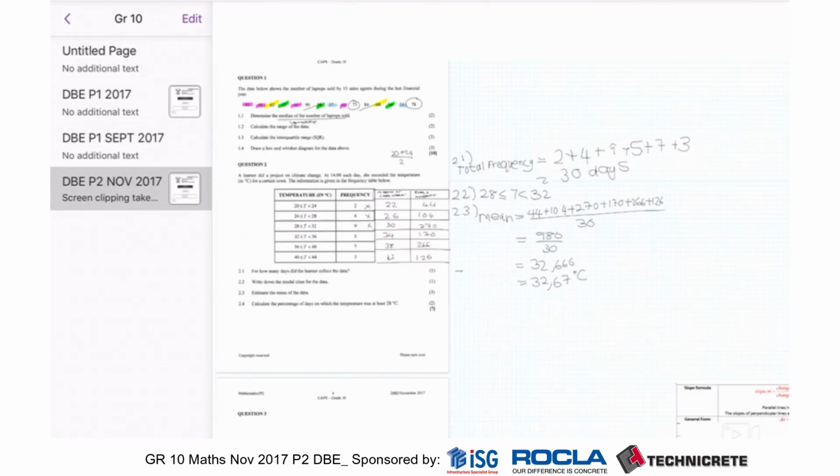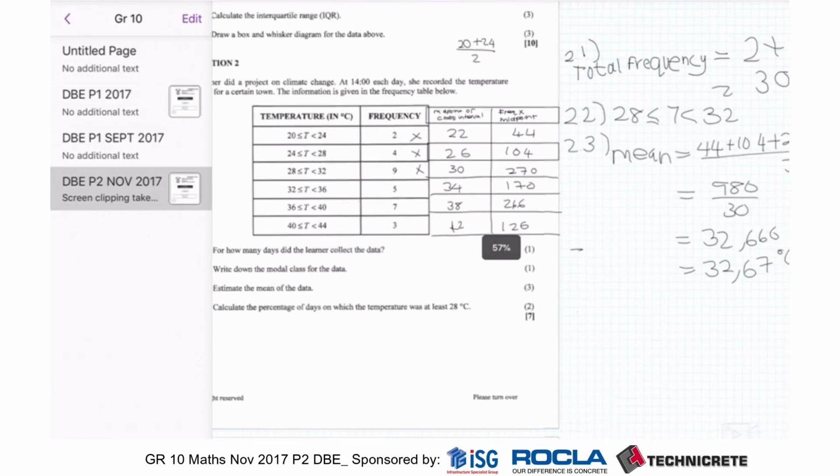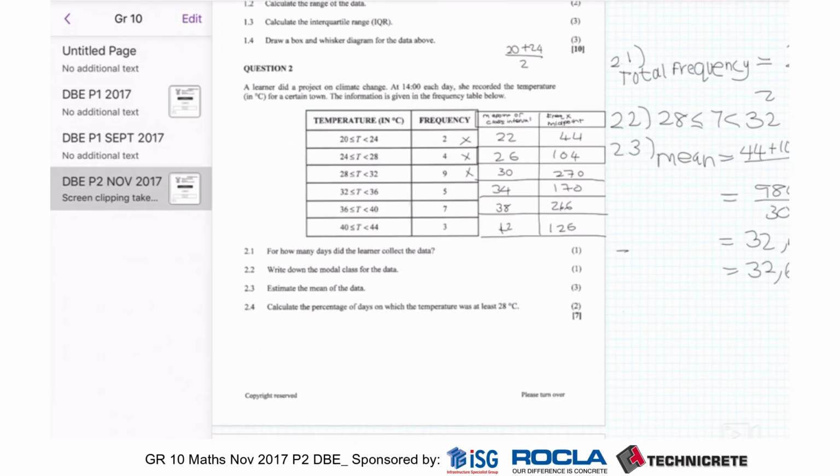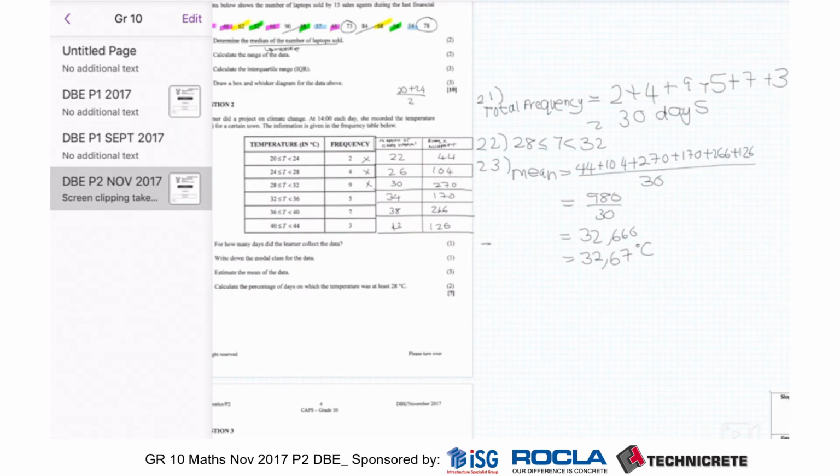Okay. The last one says calculate the percentage of days on which the temperature was at least 28. So we know from here, from number 9, it was equal to 28 or higher. So we're going to add all of these and divide by 30 and times by 100 because we're finding a percentage. So 9 plus 5 plus 7 plus 3 over 30 times 100. So that's 24 over 30 times by 100. So it was greater than 28 for at least 80%.